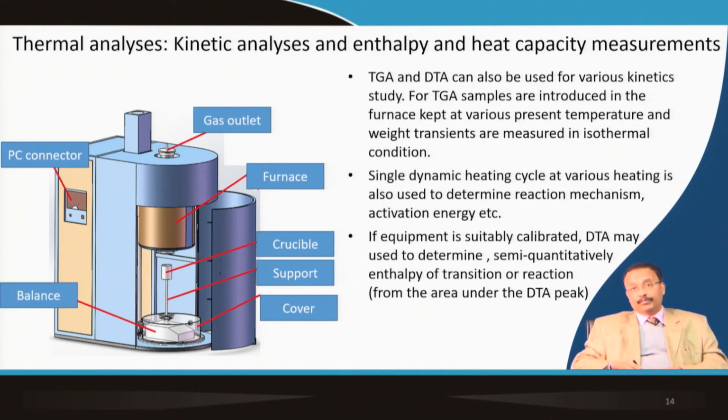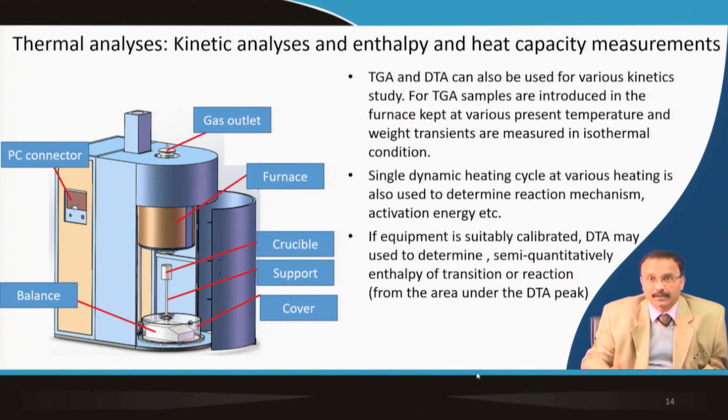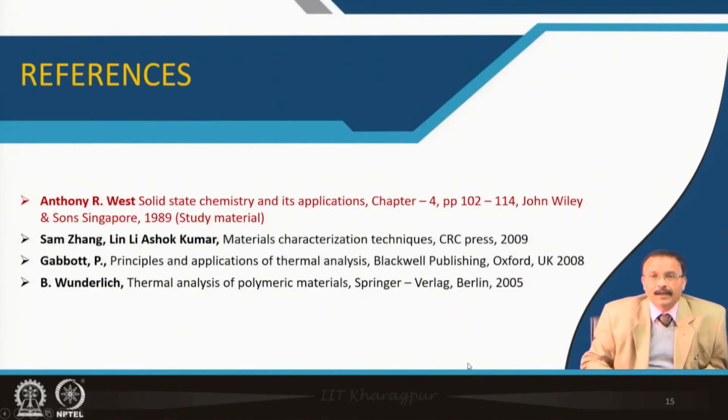If the equipment is suitably calibrated, DTA is also used, although in a semi-quantitative way, to measure the enthalpy of transition of the reaction, and usually it is found from the area under the peak, which is not part of this lecture. That also can be used to measure various other material-related parameters, which is helpful to understand the reaction mechanism we are talking about.